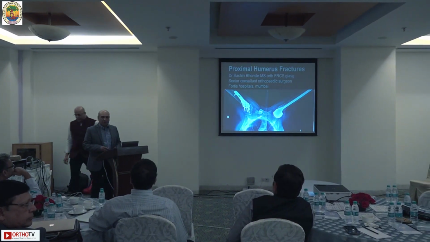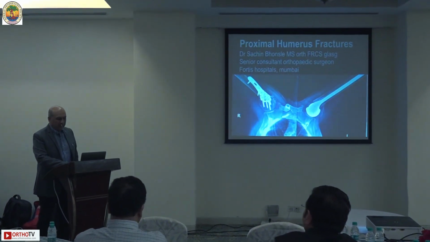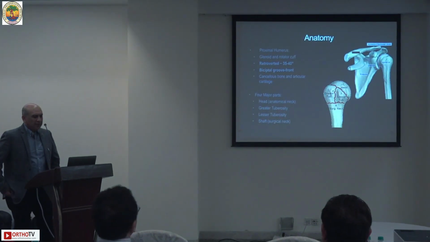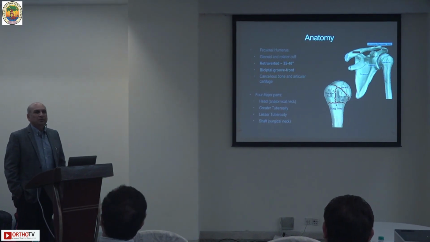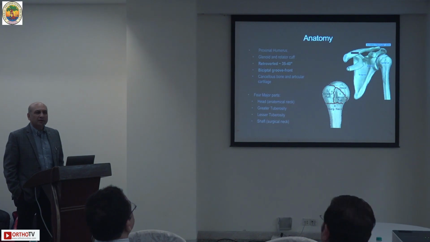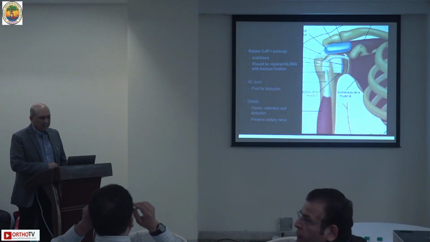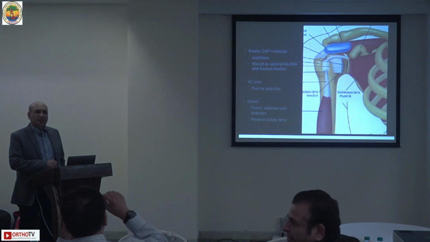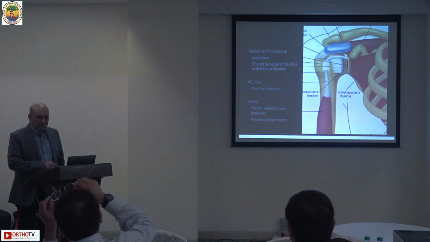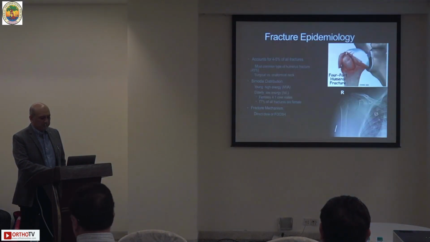I'm going to talk about proximal humeral fractures today, quite a common fracture. We all know the anatomy of the proximal humerus. The shoulder is a ball and socket joint, quite unlike the hip. So the rotators are very important. All the muscles, subscapularis, supraspinatus, infraspinatus, teres minor, are important muscles around it. So we have to respect the soft tissue in addition to the bones.